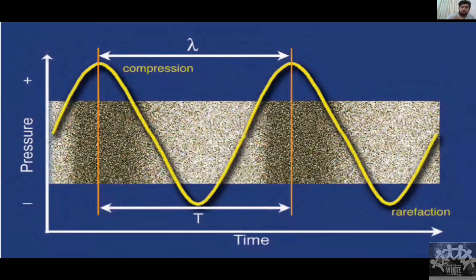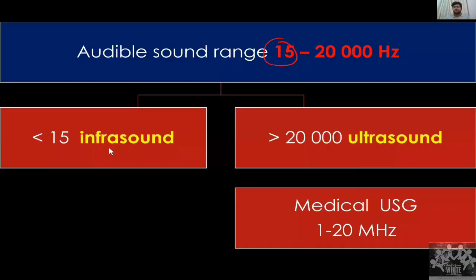The other thing: what is a normal audible frequency? It is 15 to 20,000 hertz. Anything more than 20,000 is called ultrasound. Anything less than 15 is called infrasound. So this is why the sound produced by our ultrasound machine is not audible to us. Even though it is sound, it is not audible to us because the ear has the capacity to receive only 15 to 20,000 hertz.